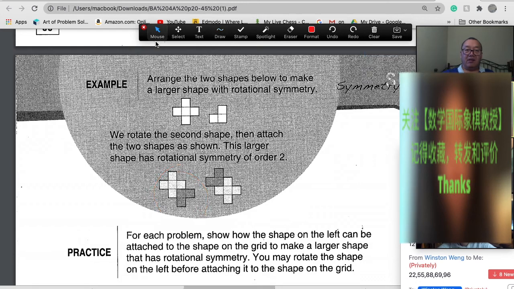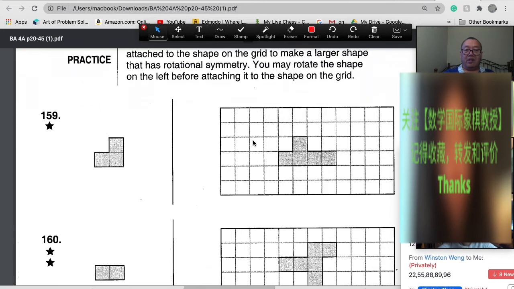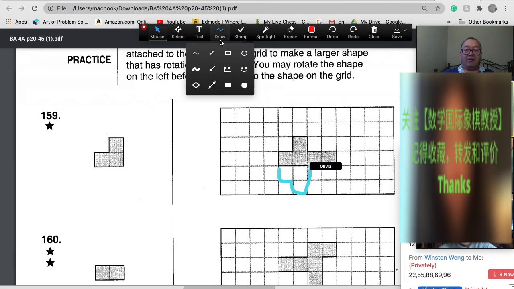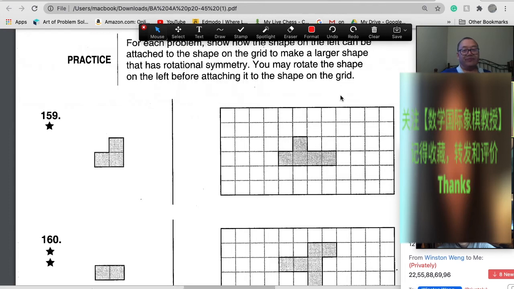Now let's see how we can put this. 159. Now how to do this? Make this one have rotational symmetry. 159. How to put that? Rotational, okay? Olivia, you do that one. Will that be a rotational symmetry?